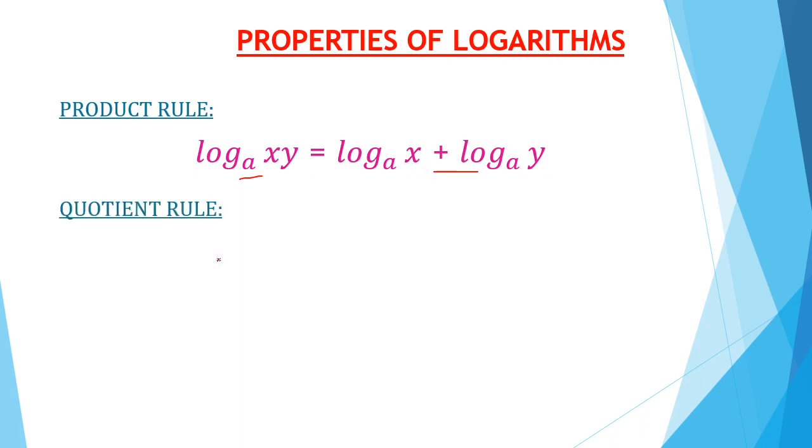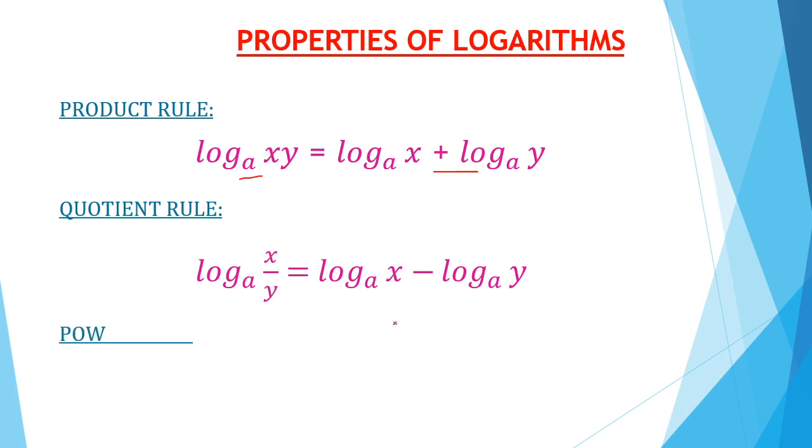Like this, the quotient rule also: log x by y to base a. Here it is a quotient, which means we subtract the denominator's logarithm from the numerator's logarithm. Like this you have to write. And then the power rule. What is the power rule? Logarithm of x to the power n to the base a: here you observe this exponent comes in front, that exponent becomes the coefficient, like this, n log x to base a.